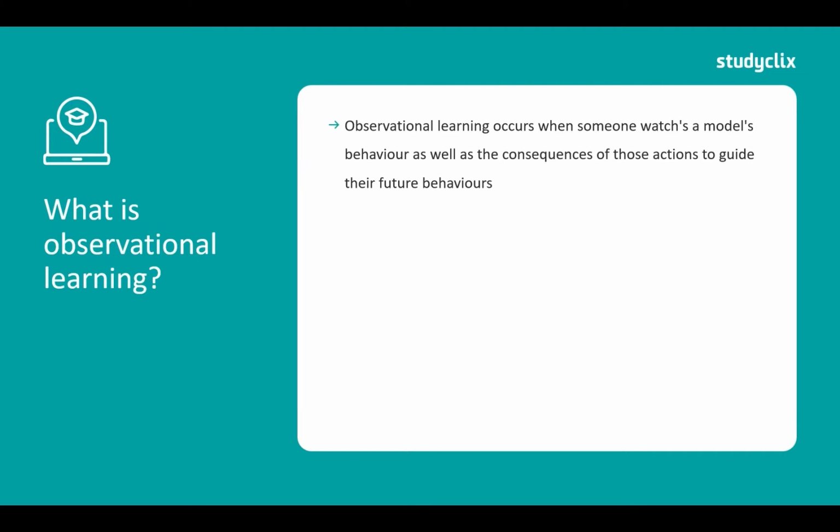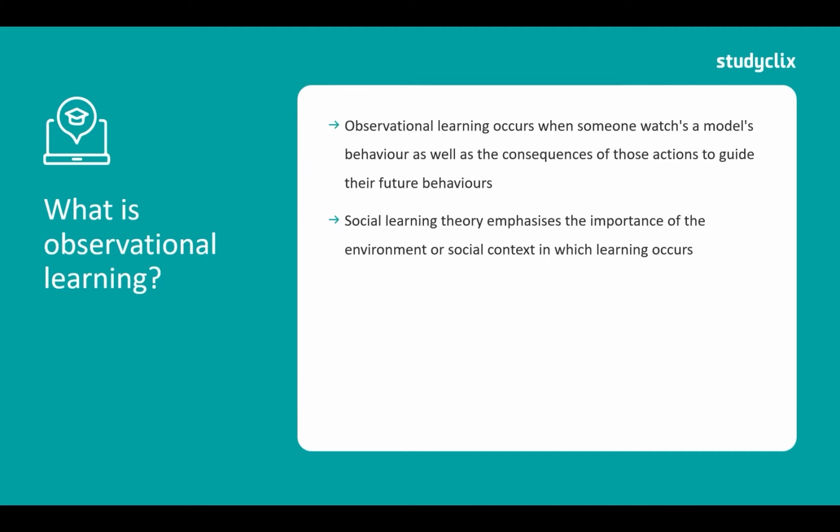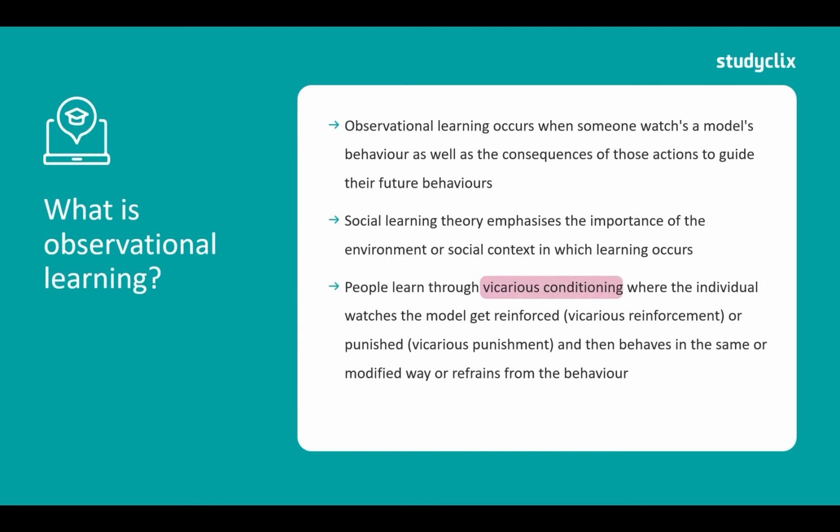So this goes back to what we call social learning theory, which emphasises the importance of the environment or the social context in which learning occurs. So in observational learning, people learn through what we call vicarious conditioning. Vicarious just means through someone else. It's not happening directly through us, it is happening indirectly through someone else. So we are watching someone else get reinforced, so vicarious reinforcement, indirect reinforcement, or we are watching them get punished, vicarious punishment. And then this is when the learner will either perform it in the same way, a modified way, or refrain from it.